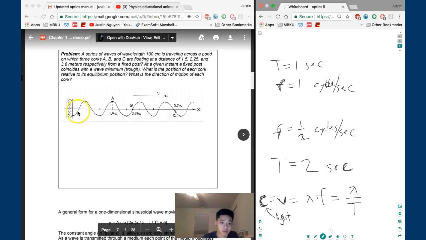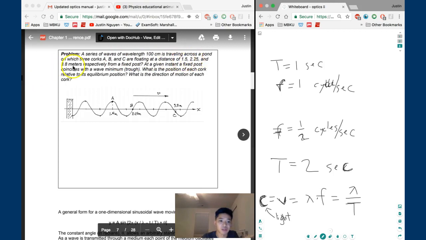I would pick this point, and I'd say from here to where does the cycle start again? From here to here. That's 100 centimeters. Or I can say from this point to this point is 100 centimeters, right? Because this is one repeating unit, then another repeating unit, then another repeating unit. So 100 centimeters.